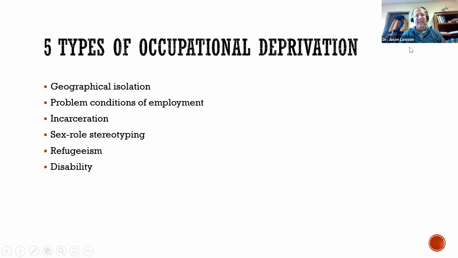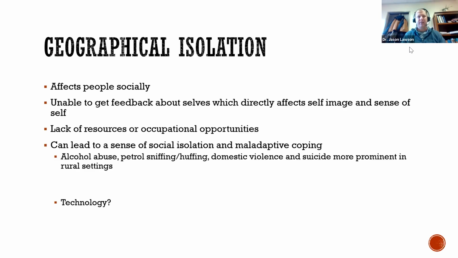So when we focus on deprivation, we have geographical isolation, problem conditions of employment, incarceration, sex role stereotyping, refugeeism, and disability. Okay, and so again, we're focusing on deprivation, being deprived. When we're deprived of occupation, it could be because of where we're located, being geographically isolated. Right? My children's mother grew up on a reservation in the middle of nowhere with a population of 40 people, right? That affects people socially too.